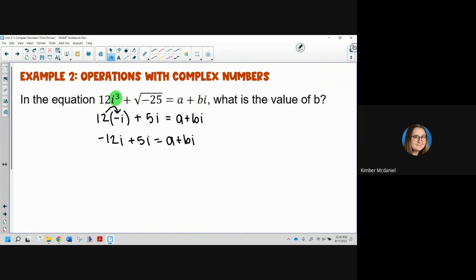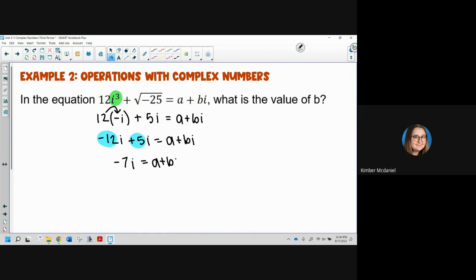Again, don't get hung up on this right side of the equation. It just tells you to put it in the correct form. Now, the next thing that we can do is combine like terms. Tell me, what is -12i plus 5i? -7i. Again, if you are not good at combining like terms, pick up your calculator, and it's okay to do this. Do -12 plus 5, you will get -7, and then you're going to keep the i.